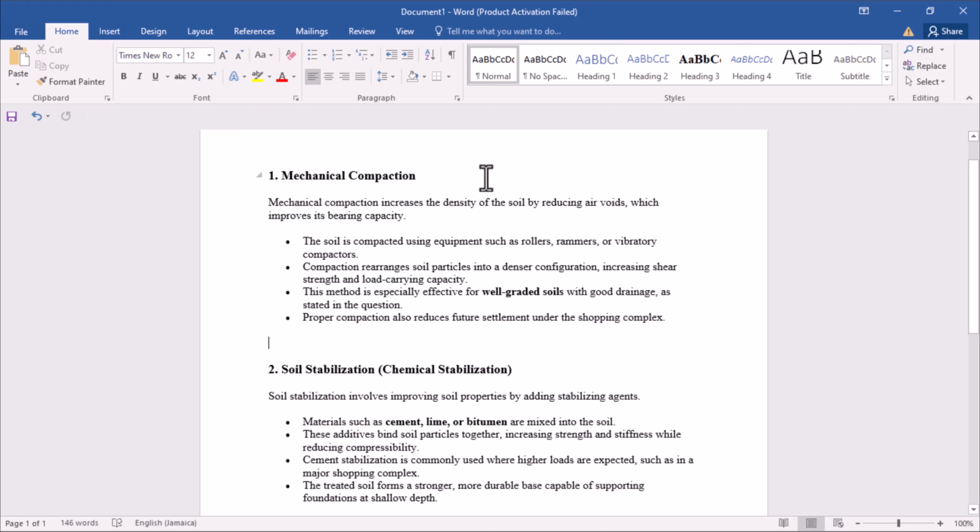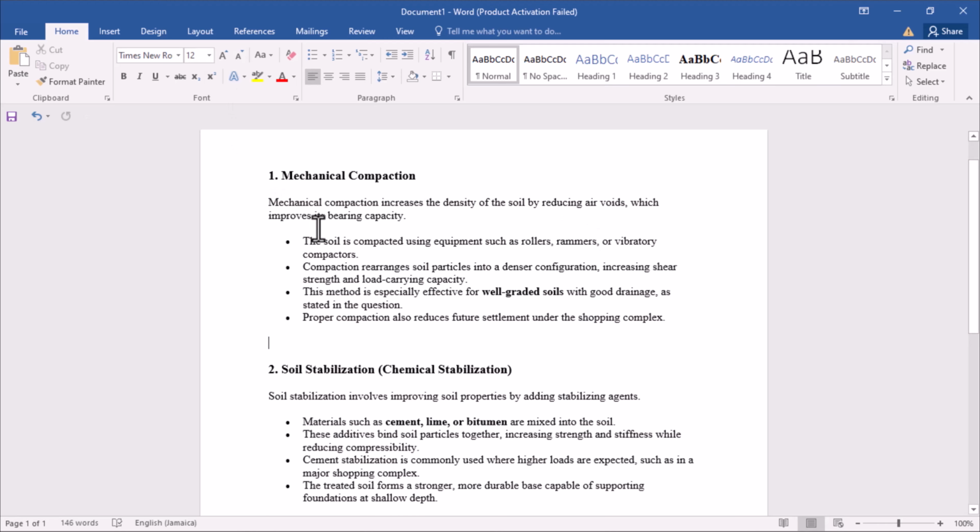Now for this, it says mechanical compaction increases the density of the soil by reducing air voids, which improves its bearing capacity. For this soil improvement technique, what you're going to be doing is to compact the soil using machines such as rollers, compactors, or vibrating plates and so on. And what that does is this, as it says here, it reduces air voids. So it's going to press the soil closer together, and as you know, the more compact something is the stronger it is. The more tightly packed it is, then the more strength it will have, and then that will make it stronger and better for building on, because you can't build on soil that has low load bearing capacity, especially for a complex which is going to have a lot of loads that the soil will not be able to manage.